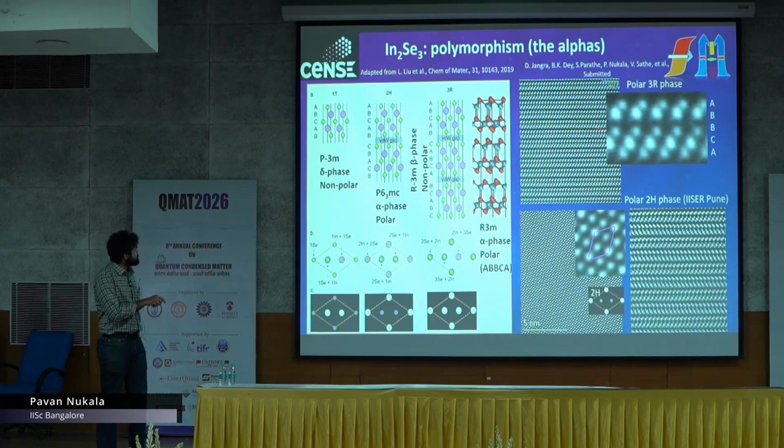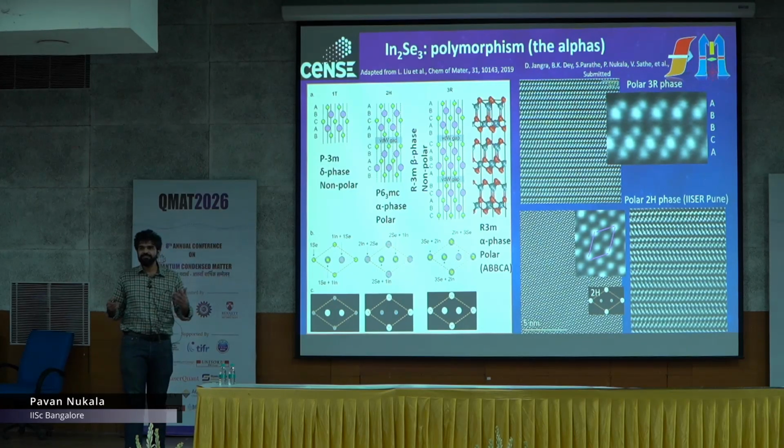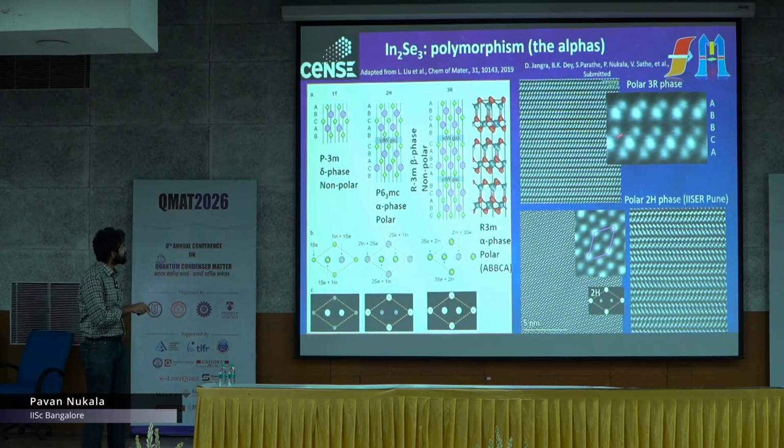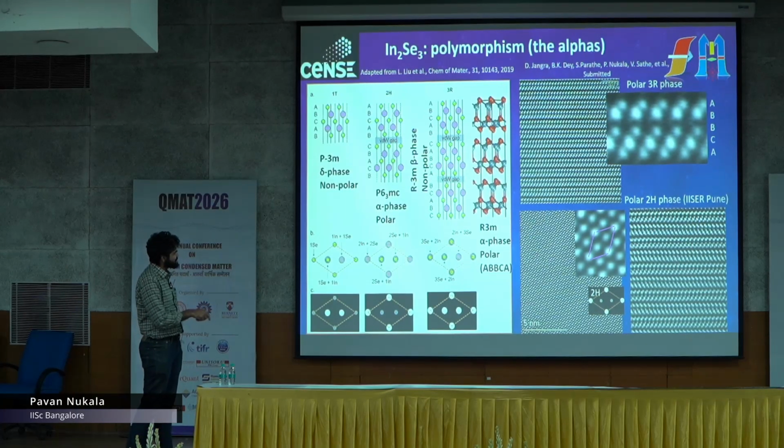Now, this is the polar 2H phase. We have what are called alpha phases, right? Alpha are the polar phases, so there is some polarity here. If I look at the intra-layer stacking, that differs from the alpha to the beta phase. And this is the polar 2H phase, where you have the zigzag sort of arrangement.